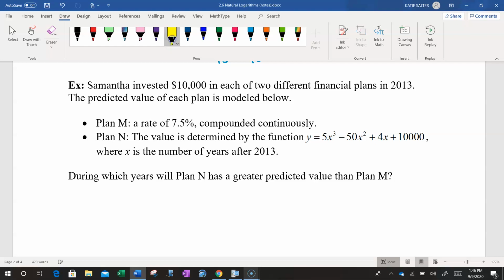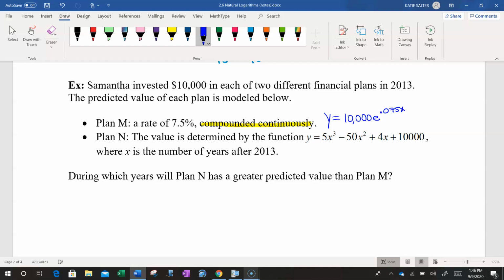So again, keywords right here: compounded continuously, so we need to set that up. The formula for that would be y equals 10,000 e to the 0.075t. And since we're going to use our calculators, you might even want to put x, knowing x is t.